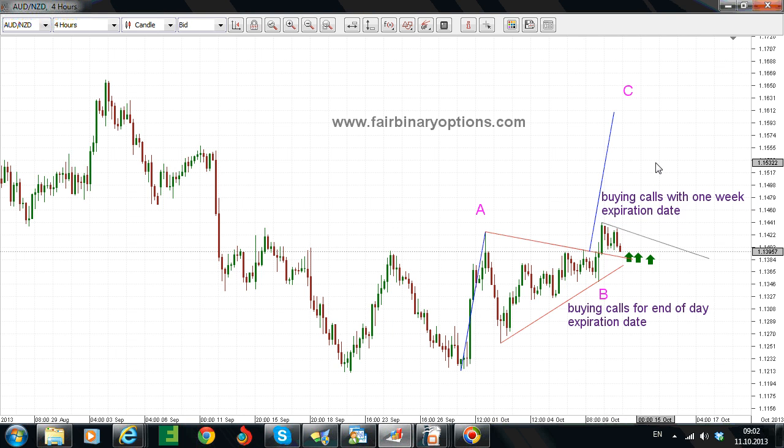Again, keep in mind this is a cross, Australian dollar, New Zealand dollar, meaning price is not traveling that fast as one may want, but nevertheless the scenario is valid, the setup is good, so we're looking to buy calls with this expiration date.